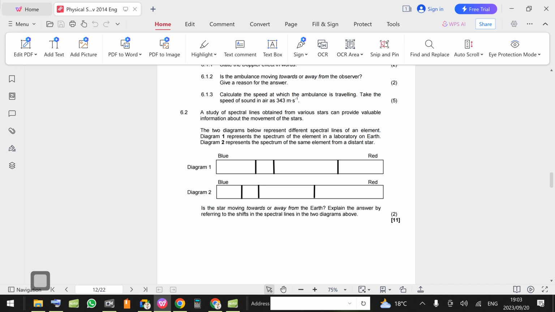Is the star moving towards or away from the Earth? Towards. Explain the answer by referring to the shift. It has shifted to the blue end, which is a higher what? Frequency. Ta-da!